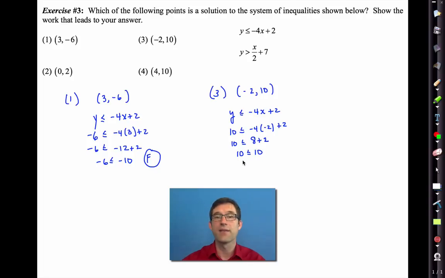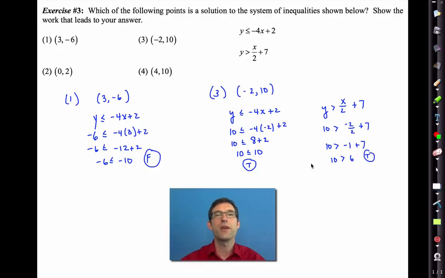Had that just been a less than, the answer would have been false. But because there's that equal there, it's true. Likewise, let's check this one. Y is greater than x divided by 2 plus 7. Let's put in the 10 for y, greater than -2 divided by 2 plus 7. Negative divided by a positive is a negative. And -1 plus 7 is +6, and that's also true. So since both inequalities are true at that point, it is part of the solution set. The other 2 choices either fail in both of the inequalities or fail in at least one.